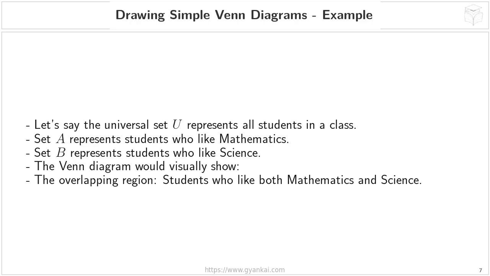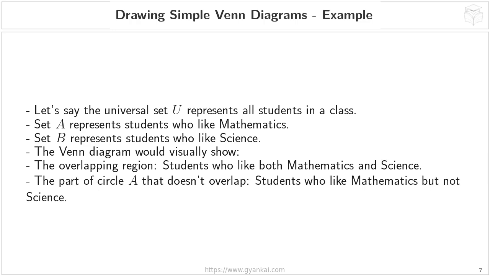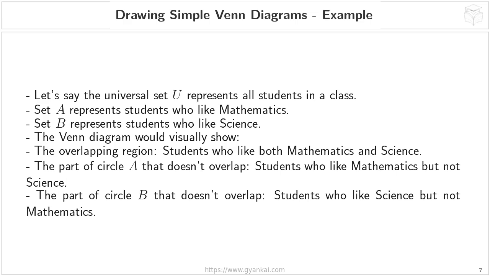They enjoy both subjects. The portion of circle A that doesn't overlap with circle B represents the students who like mathematics but don't like science. They're math enthusiasts, but science isn't their cup of tea. Similarly, the part of circle B that doesn't overlap with circle A represents the students who like science but don't like mathematics. They're science fans, but maybe math isn't their strongest subject.